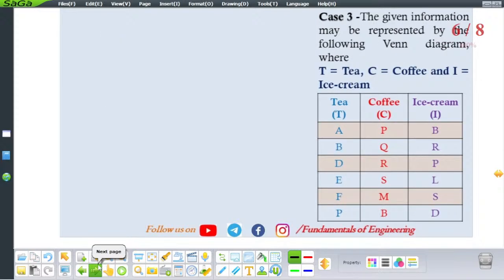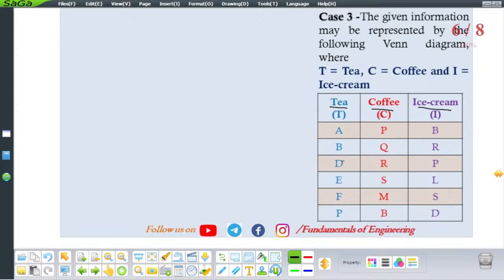Now you can see the information we have: the persons who like to drink tea, coffee, and they want ice cream also. So these are the three different objects. Similarity or difference between three different objects we can represent using this Venn diagram. So we have the data, and among this data we have the persons who like all three: tea, coffee and ice cream.